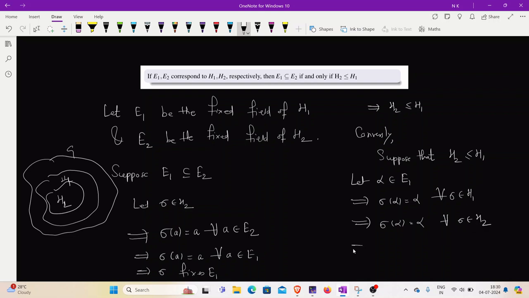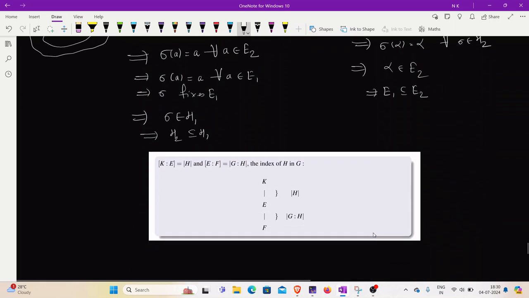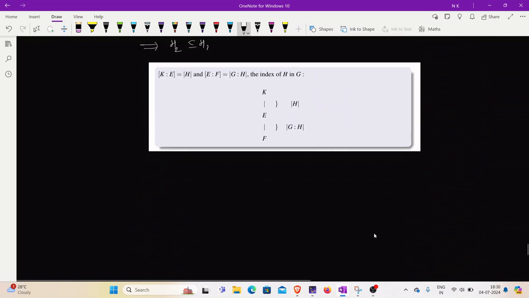Okay, and that means alpha was from E1. But now H2 also fixes that alpha, so alpha belongs to E2 because the fixed field of H2 is E2. So this implies E1 is contained in E2. So this establishes the first fact, that E1 is contained in E2 if and only if H2 is a subgroup of H1, right? After that, we will move to the next statement that we want to prove, that the degree of extension of K over E is the cardinality of H and the degree of extension of E over F is the index of H in G. So let's prove that.